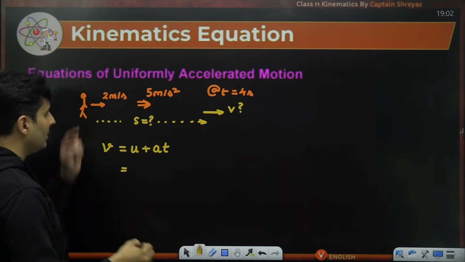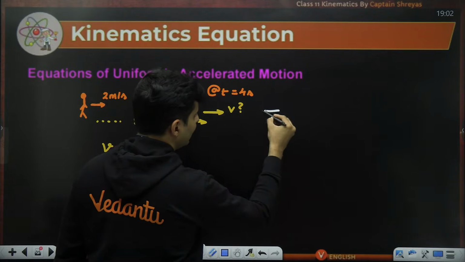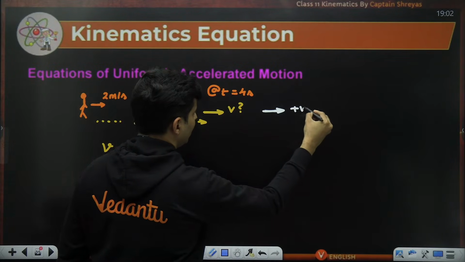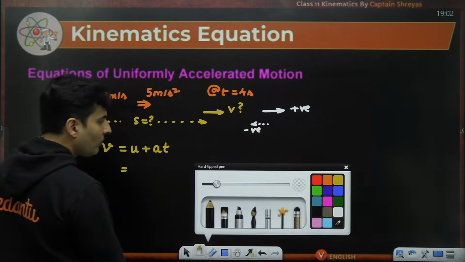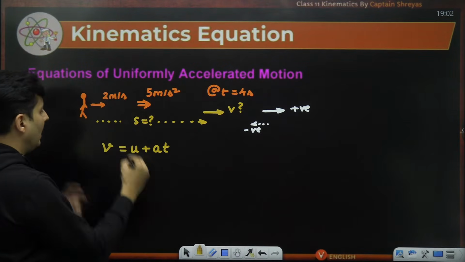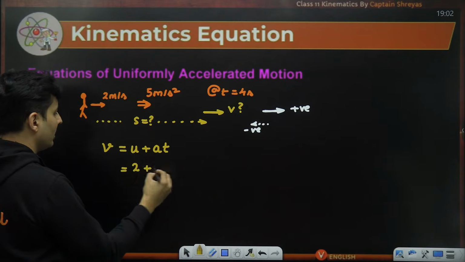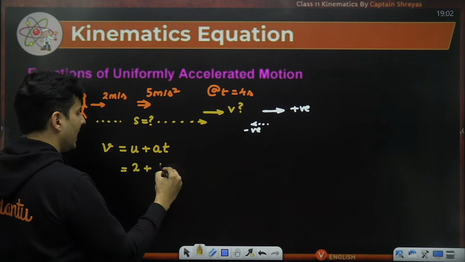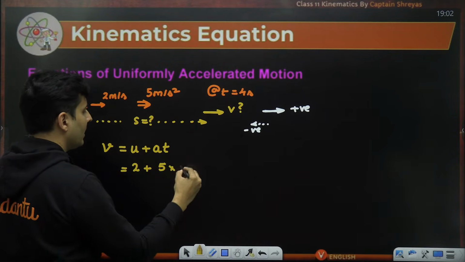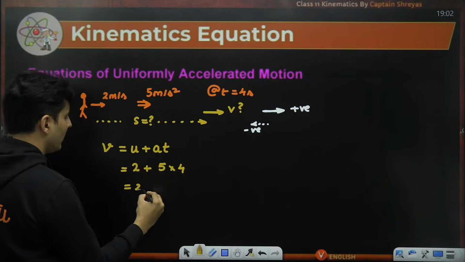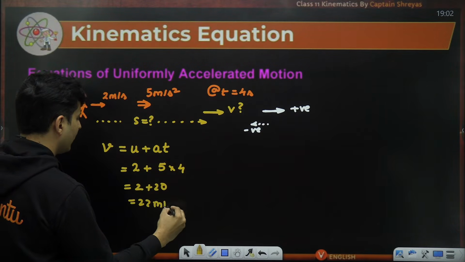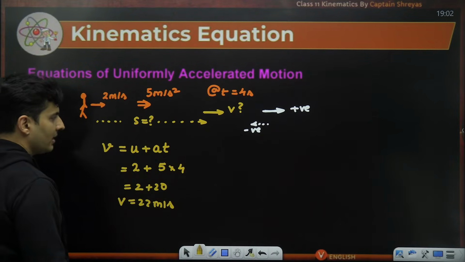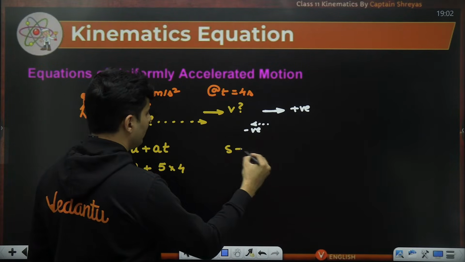As you can notice, initially the person is moving right side. Let me assume right side as positive. It is obvious that the left side will be negative then. Okay, so initially I have a velocity of 2, which is positive. Acceleration also towards the right side, so positive. The time taken is 4. 5 4s are 20. So it will be 22 meters per second. 22 meters per second. I also want to find out the displacement.